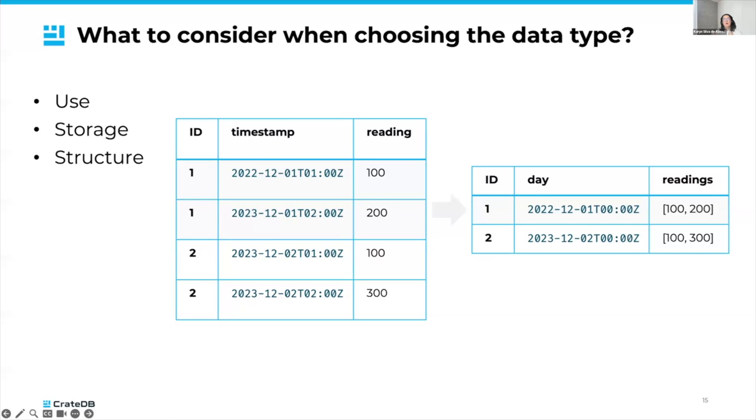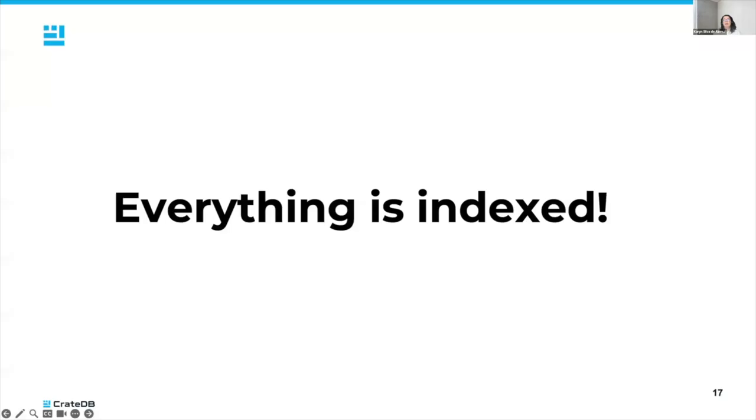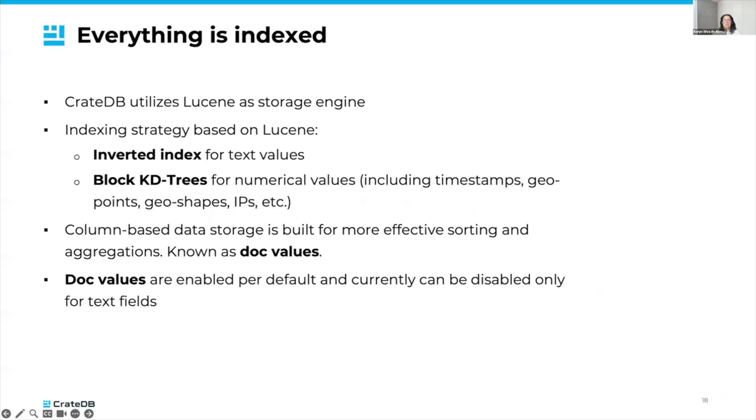Okay, now we understand that there are differences between the different data types and what you should consider. That's quite interesting. So let's talk about indexing. Okay, indexing, great. Let's have an overview on that. By now, you may have heard that everything is indexed in CrateDB. But how is that really? So, just a quick overview here. Everything is indexed. How should you understand that?